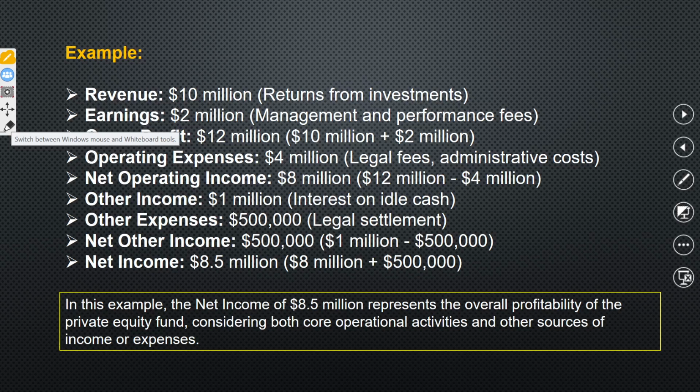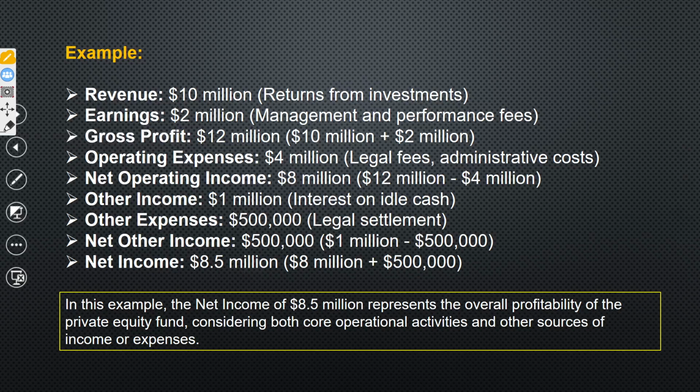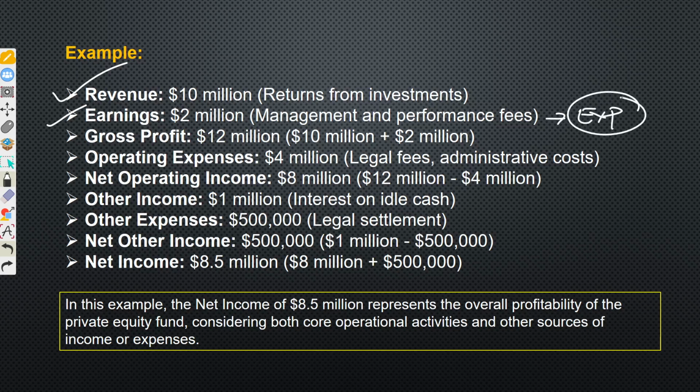Now the example we have. Let's take the example. Revenue, we have 10 million. Then earnings, 2 million, management and performance fees. But this is from a fund perspective, so let's take it the other way around. This 2 million of management fees and performance fees becomes an expense for a fund actually, because the fund makes a payment, right? Revenue, we have 10 million. Gross profit would be around 10 million plus 2.